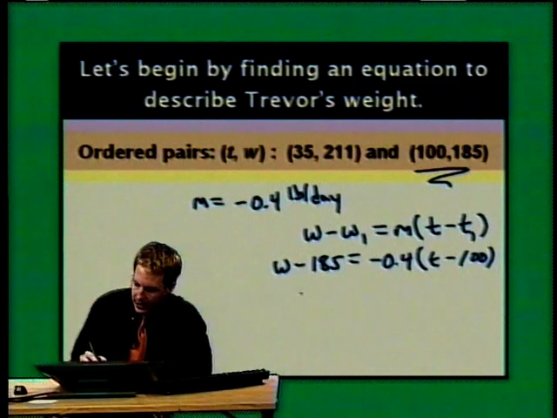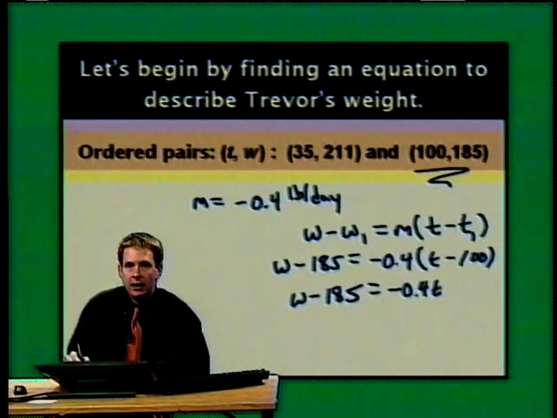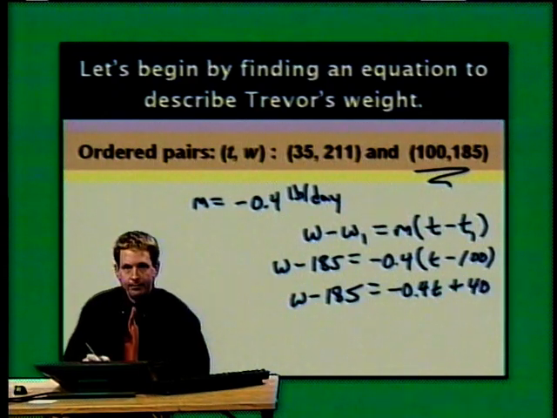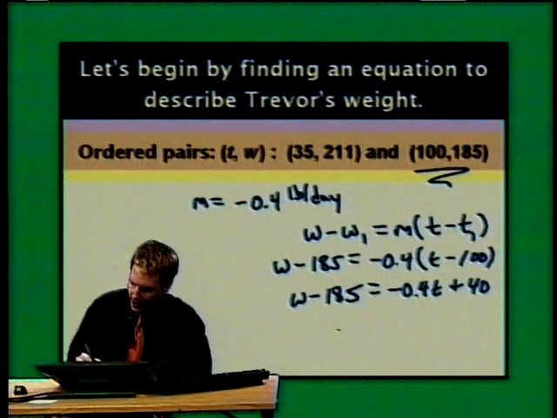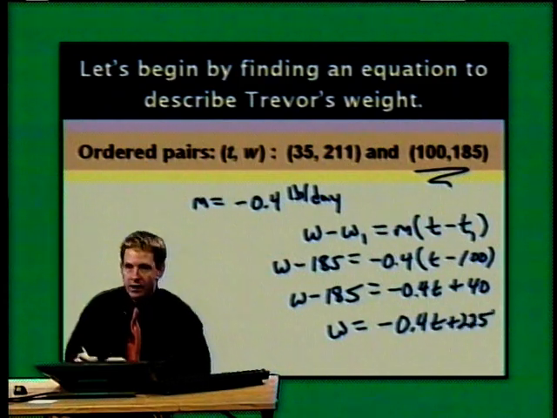Distributing on the right, I have W minus 185 equals negative 0.4t. A negative times a negative is going to give me plus 100 times 0.4 is 40. And then when I add 185 to both sides of the equation, I get W equals negative 0.4t plus 225.